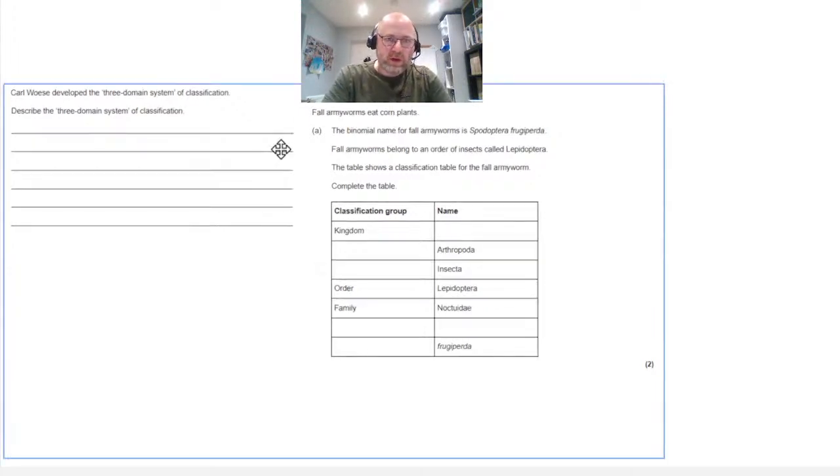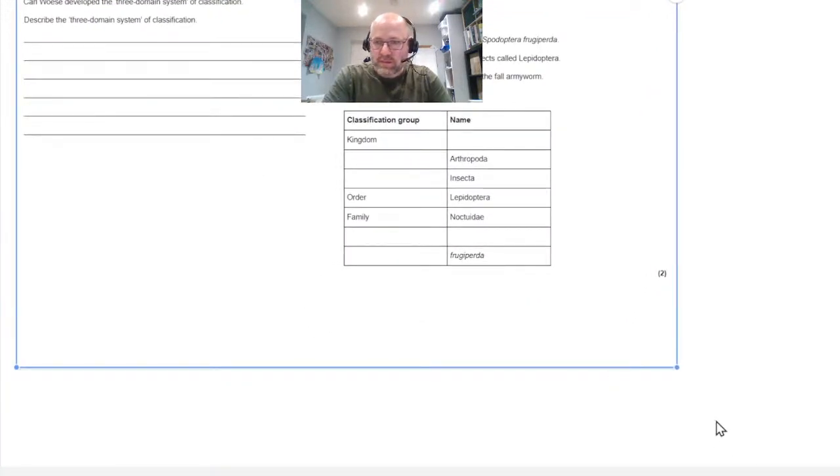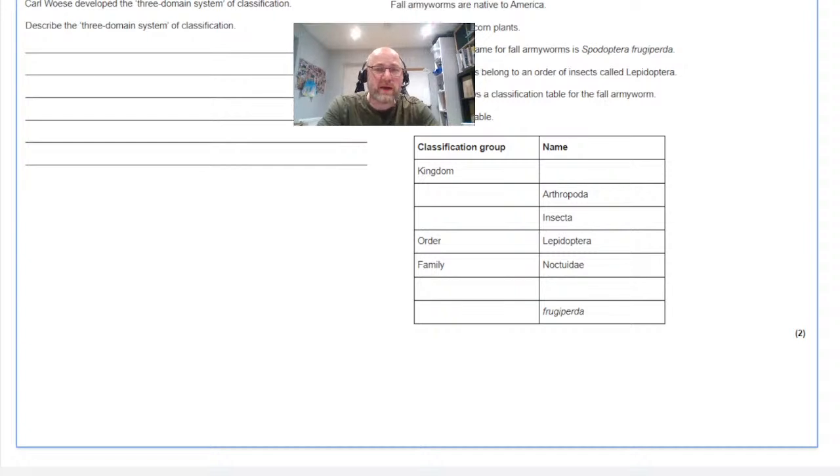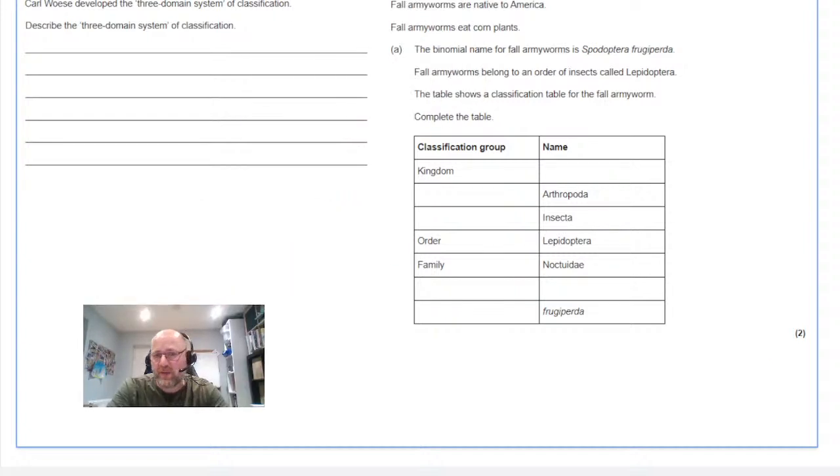Here is one on Carl Woese and the old classification. You could get a question asking you about it. I've done classification earlier. Those of you that weren't on earlier, I went over Carl Woese and Carl Linnaeus from the 1700s. You could get one with Charles Darwin thrown in there.